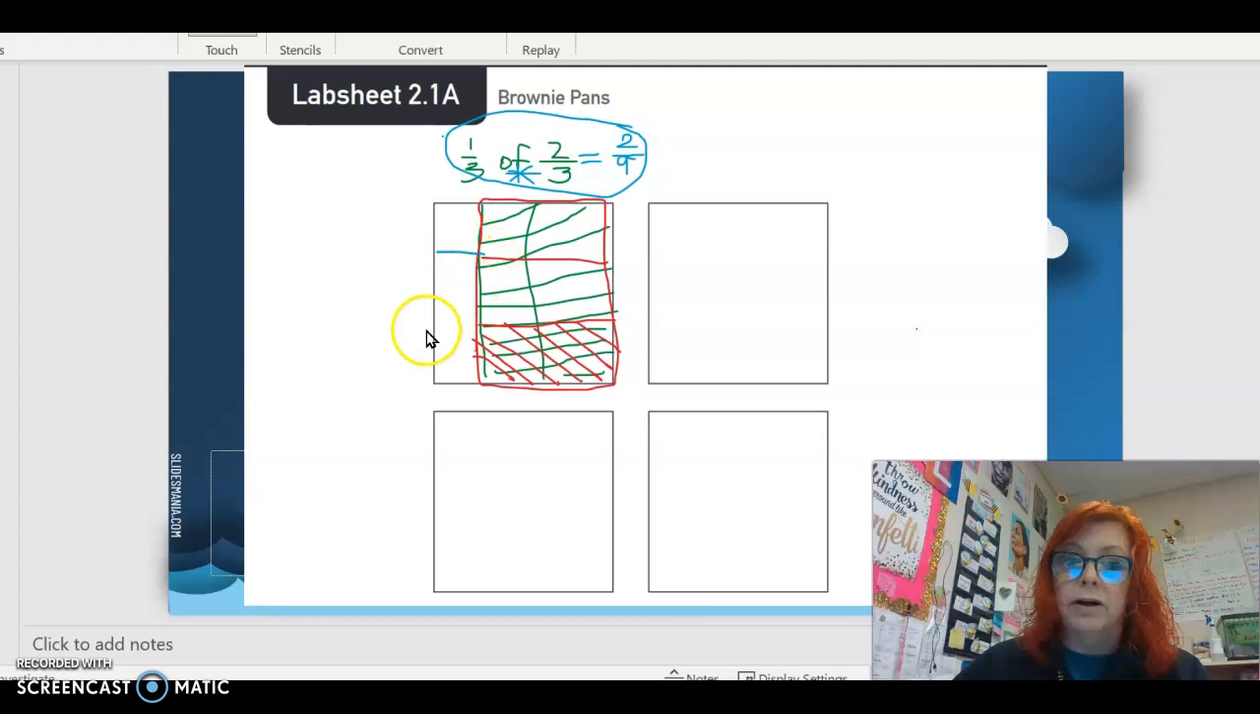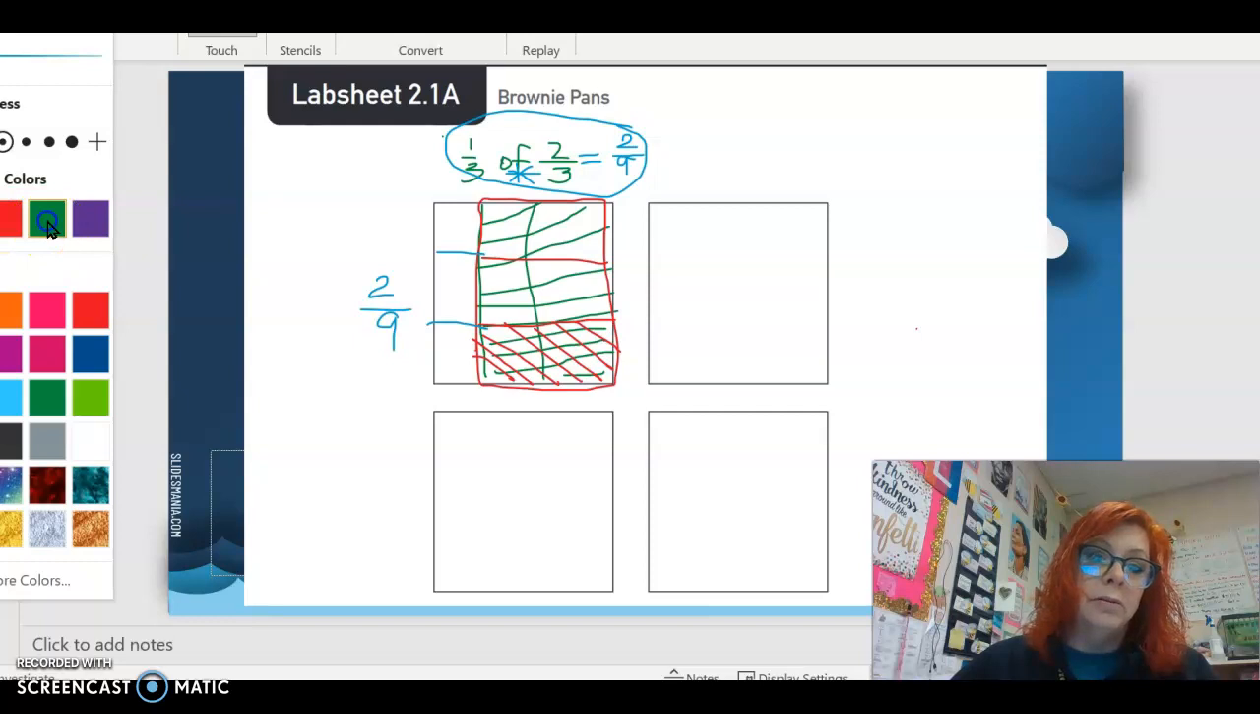Now, if these weren't gone, how many total pieces would there be? There would be 9. And how many are there that he just bought? 2 out of the 9. So guys, this is just another way that you can solve multiplication of fraction problems, okay? Okay, let's go ahead and go to the next one.